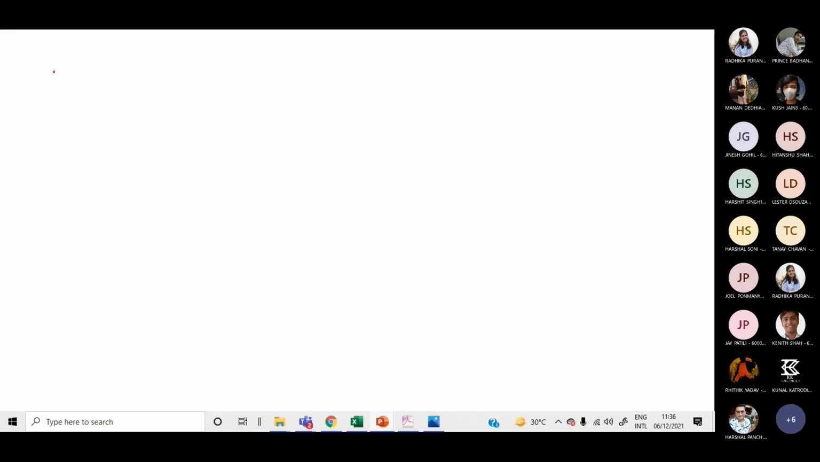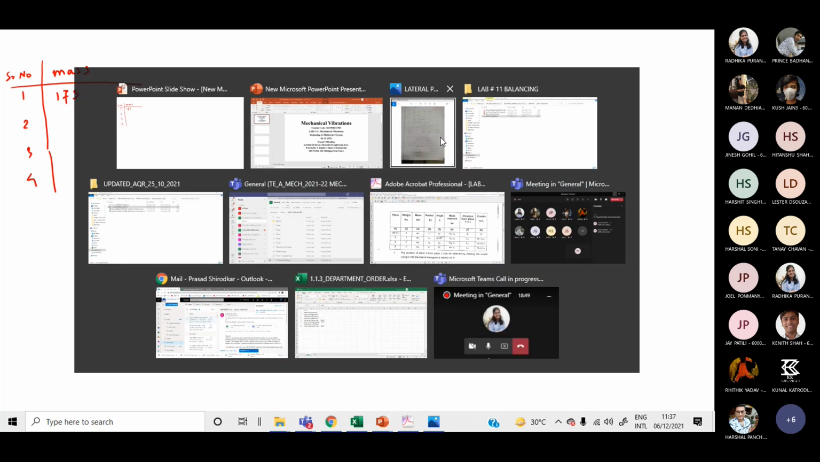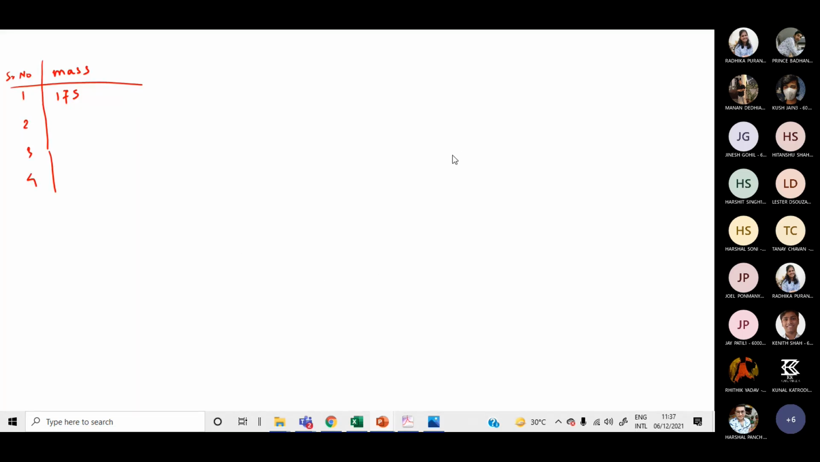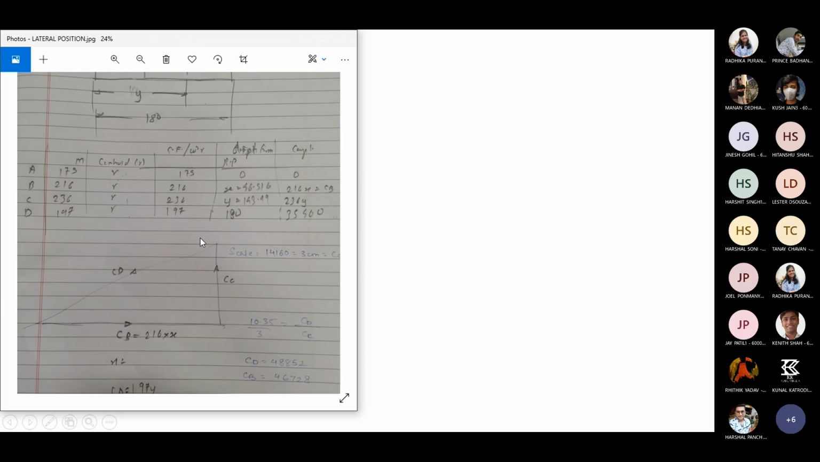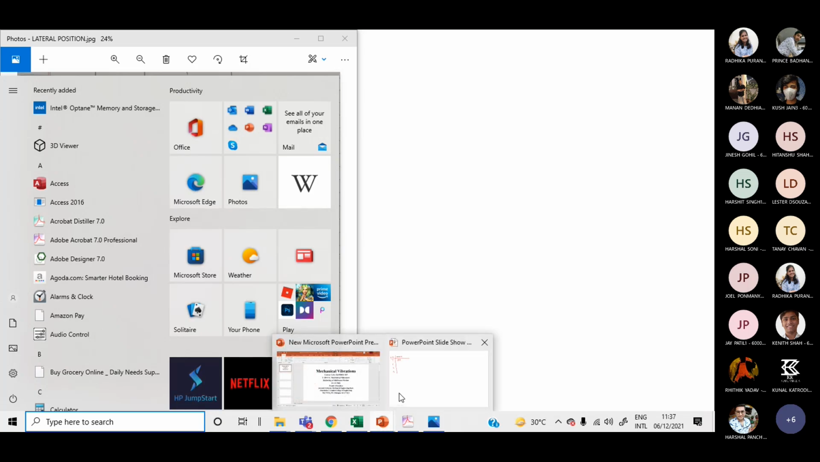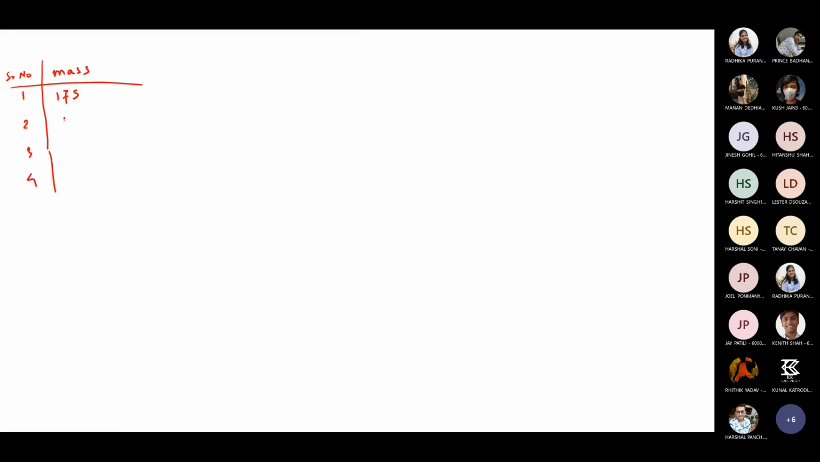So there are 4 masses: 175, 216, 236, and 197. Okay, so these are the 4 masses.